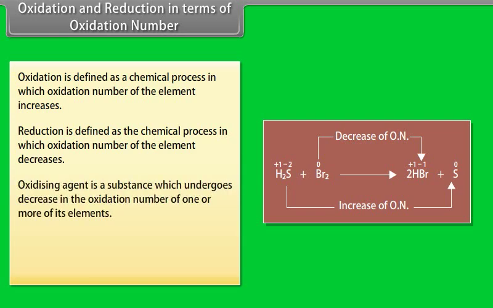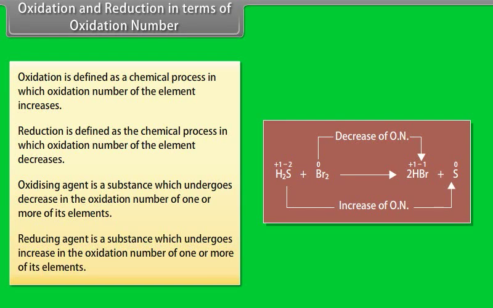An oxidizing agent is a substance which undergoes a decrease in the oxidation number of one or more of its elements. A reducing agent is a substance which undergoes an increase in the oxidation number of one or more of its elements. In this example, H2S is the reducing agent while Br2 is the oxidizing agent.